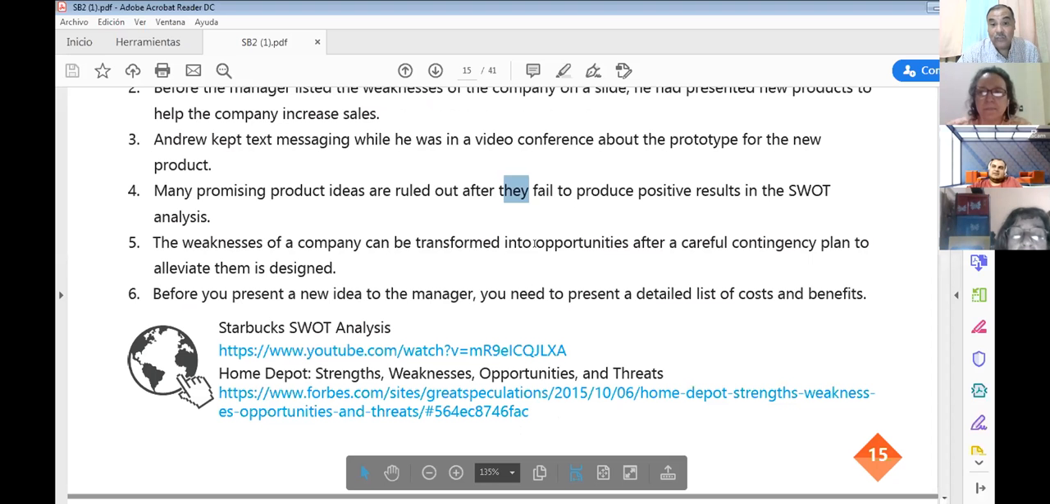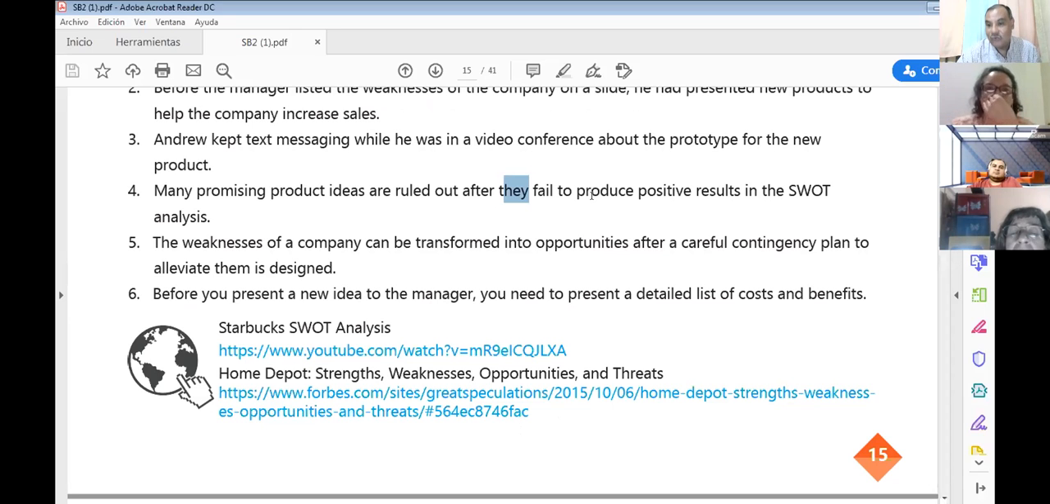So without a comma, I recommend a comma because it's a very long adverb clause. So, ruled out, comma, after failing to produce positive results in the SWOT. After failing, good. What about number five, guys?